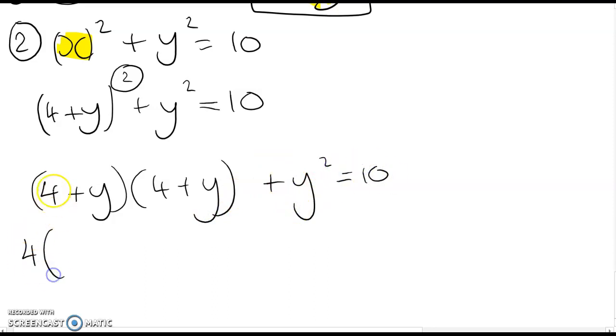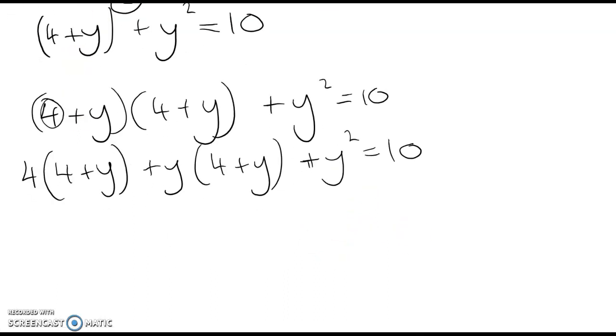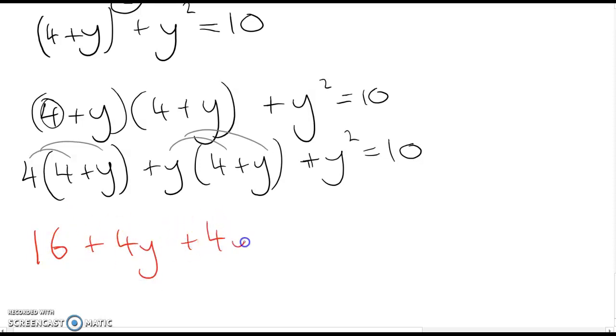Break up the bracket, so the first thing beside the second bracket, and then the second thing, including the sign that's in front of it, beside the second bracket. Oh, that's a plus. Equals 10. Multiply out now. We have to actually multiply in and in and in and in. Okay, so 4 by 4 is 16. 4 by y is 4y. y by 4 is 4y. And y by y is y squared. There's still that plus y squared, and there's still that 10.